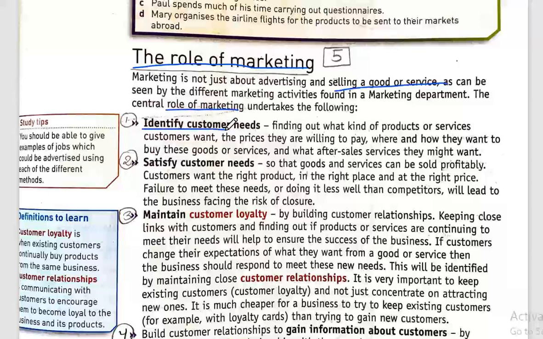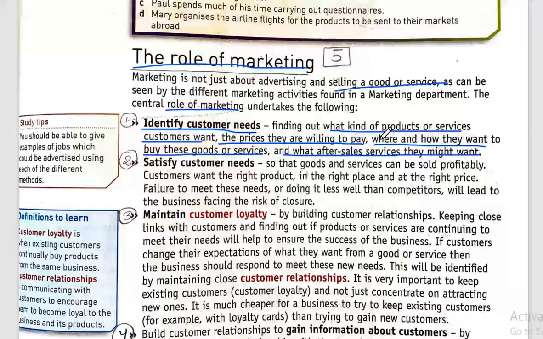Number one, identifying customer needs. When I identify the customer's needs, I will know what kind of products or services this customer wants. I understand this need, so I will see what kind of products or services that I have satisfy this need, and also the prices they are willing to pay. If this customer needs a certain product, is he willing to pay for the product that I have over here that's going to satisfy his need? Where and how they want to buy these goods and services, and what after sales services they might want.